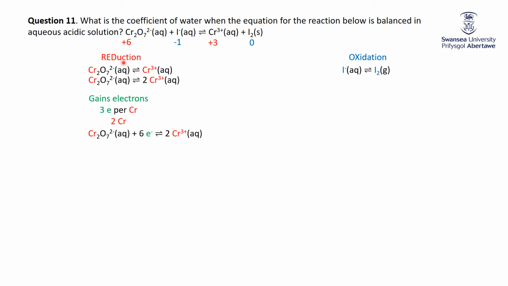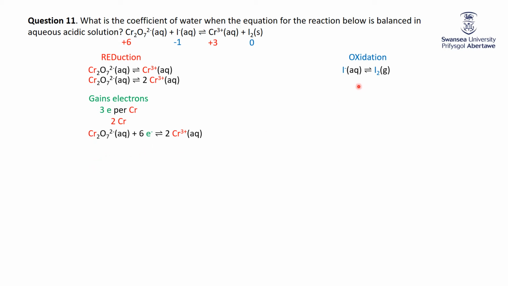Okay, remember reduction is always where electrons go, on the left-hand side. Hope I said that right a minute ago. Left-hand side, because you are gaining electrons, you are reacting with electrons. And of course, R for reduction, R for reacting with electrons.